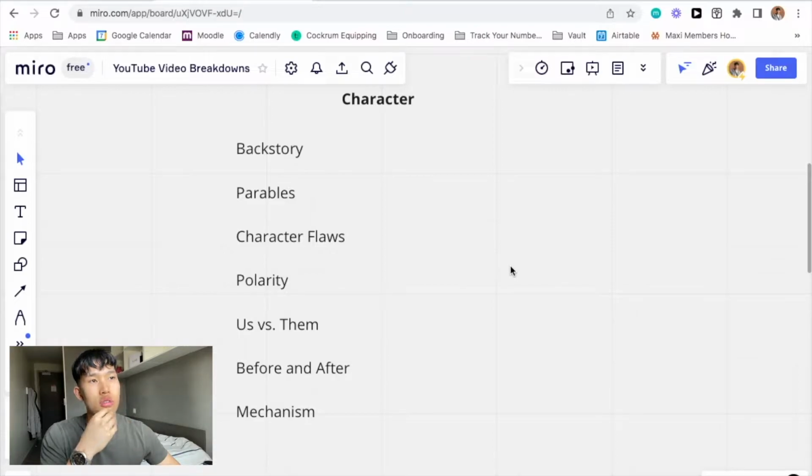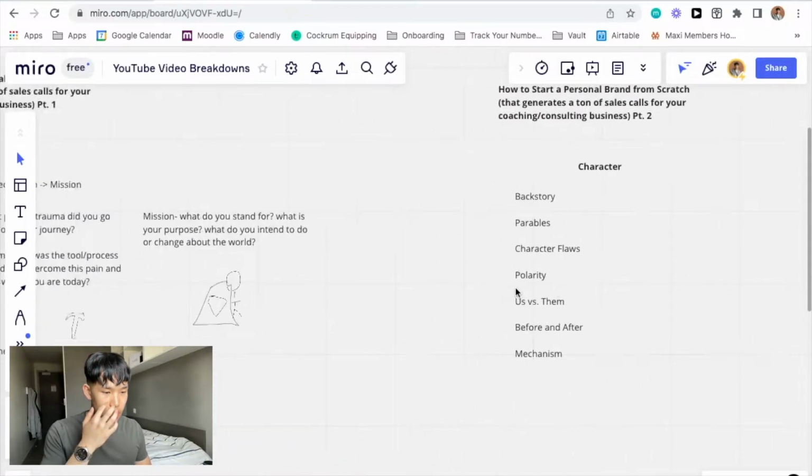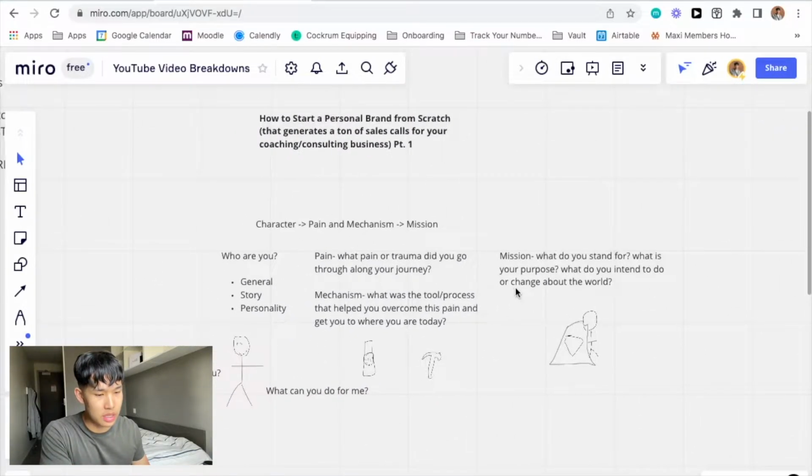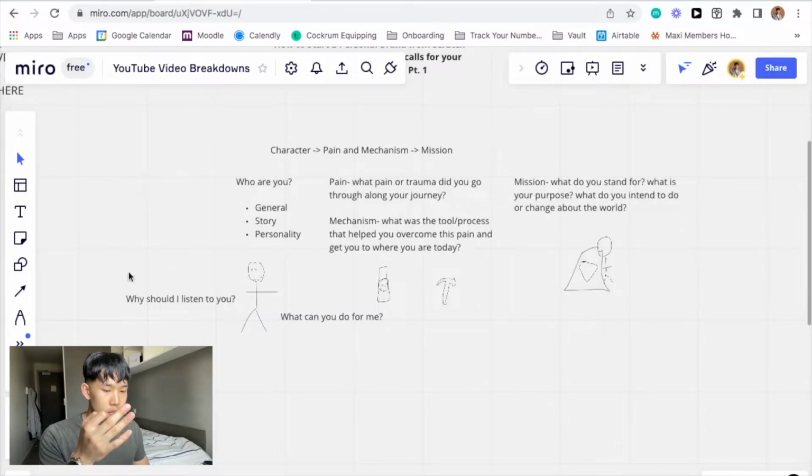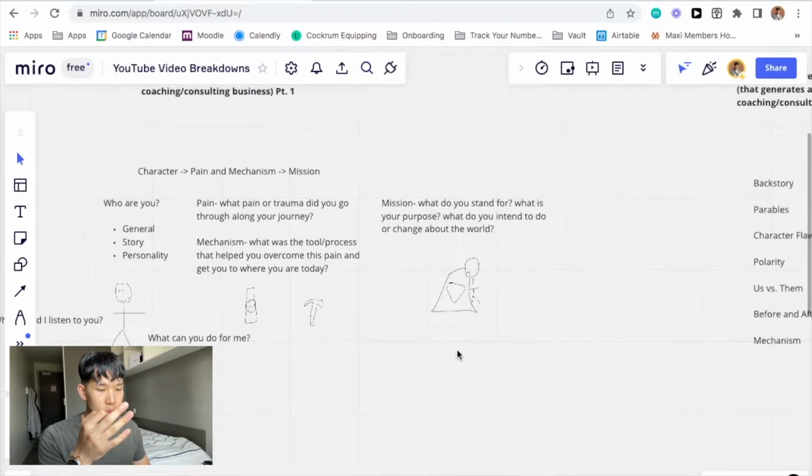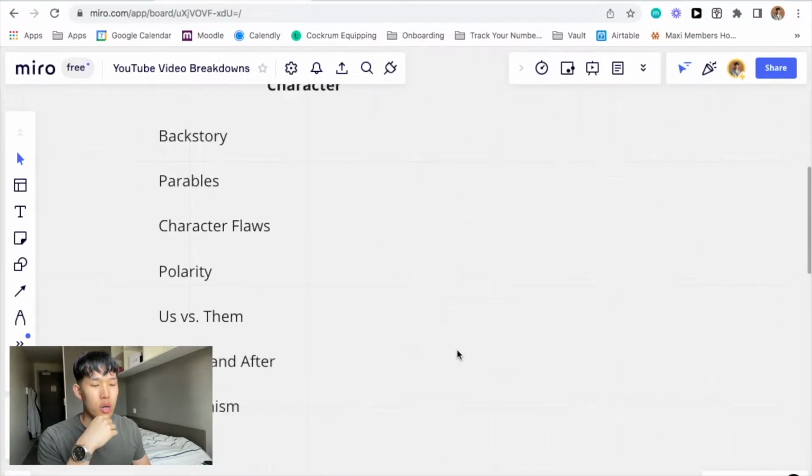Now we're going to get into more of the specifics, and what specifically we're going to talk about is the character, because this is quite a loaded topic. As you can see, what you need is an attractive character, pain and mechanism, and a mission. Here was the stuff from last episode. Now we're going to go into character.